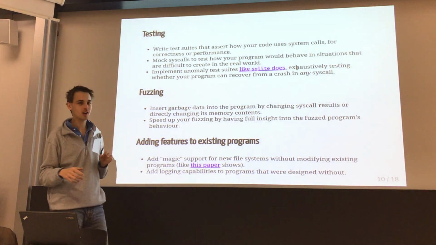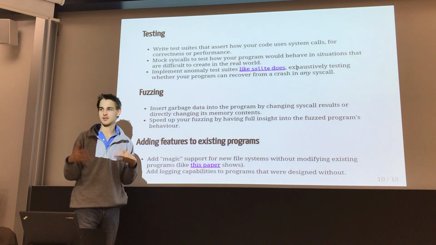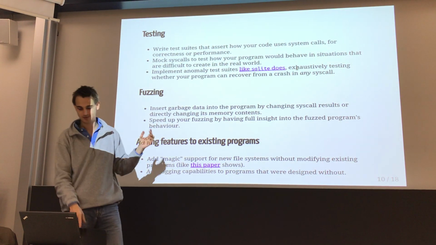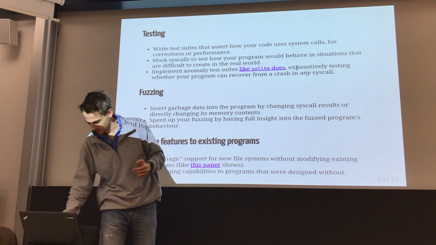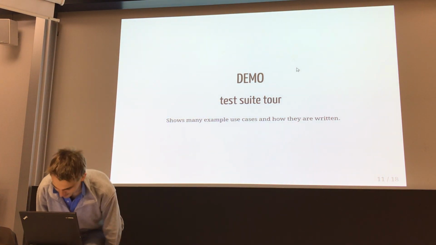Or you could add logging facilities to programs where the programmer did not add any logging. You could say every time this thing writes to a file, also put it into this log file in JSON format. That kind of stuff you can do. Okay, so now we go for some examples.